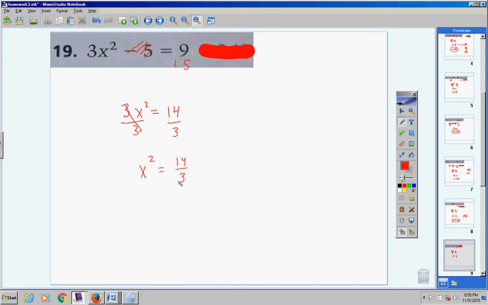Now take the square root of both sides. The square root of x squared is x, and the square root of 14 over 3 would look like this. Type that into your calculator correctly and you will get positive negative 2.16. Okay? If you're having any problems typing this into your calculators, email me and let me know.